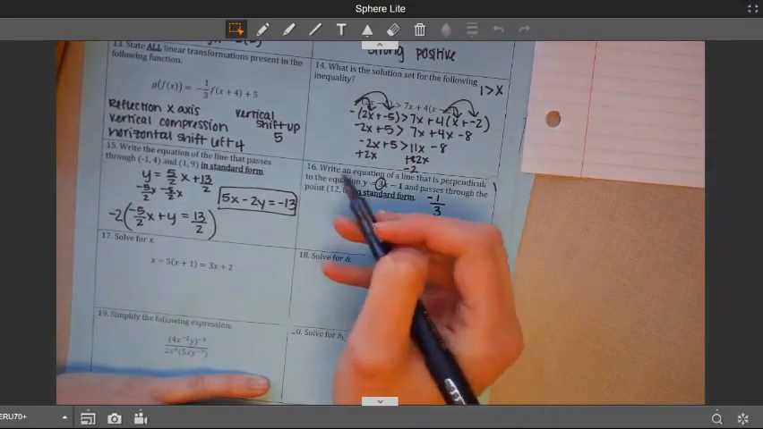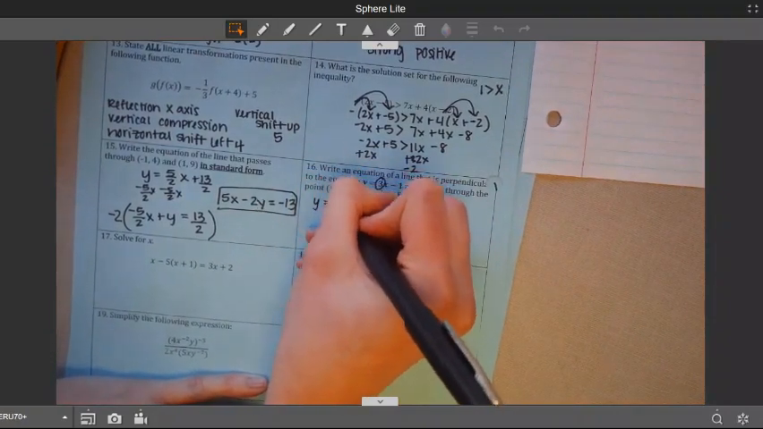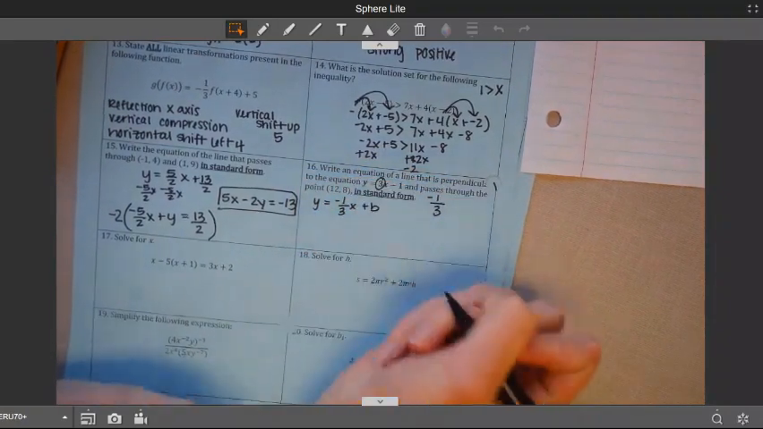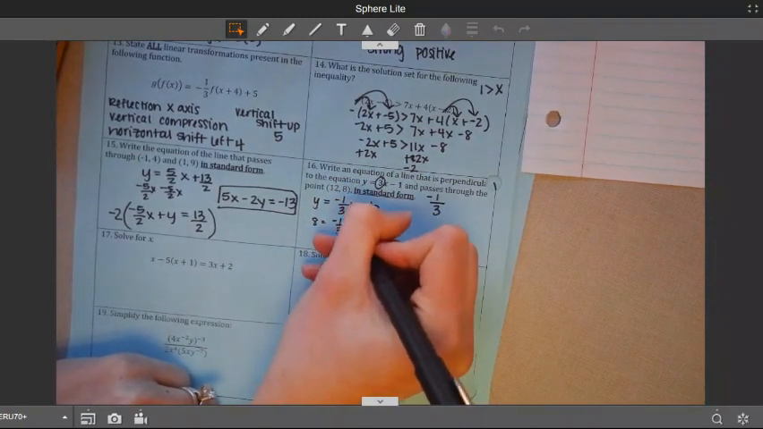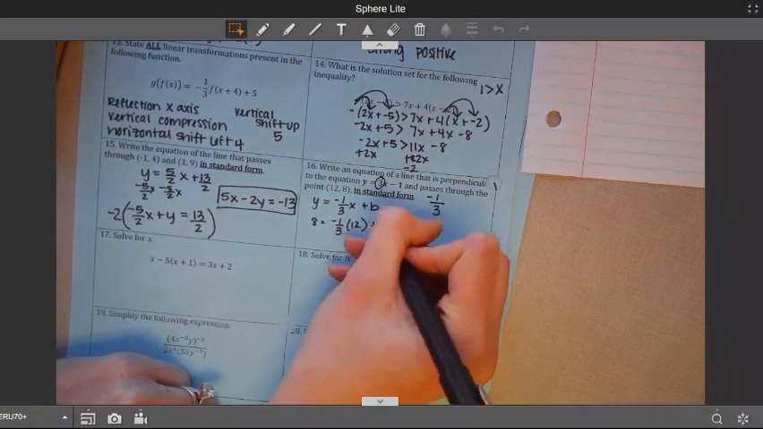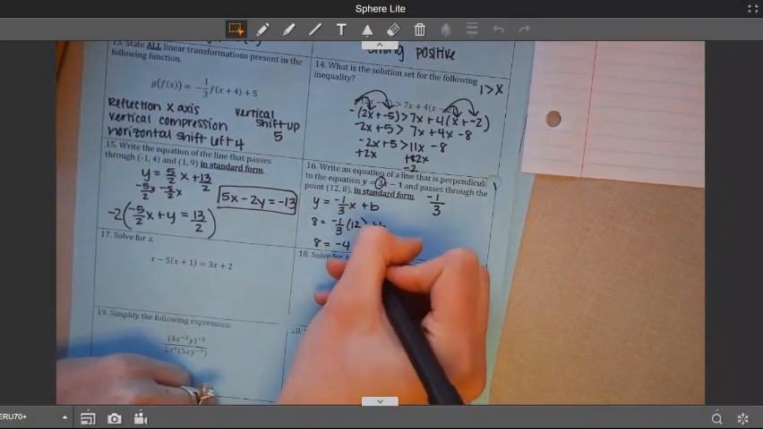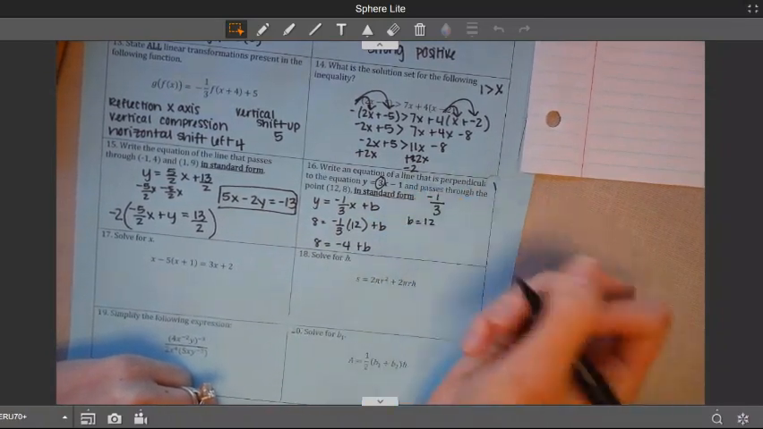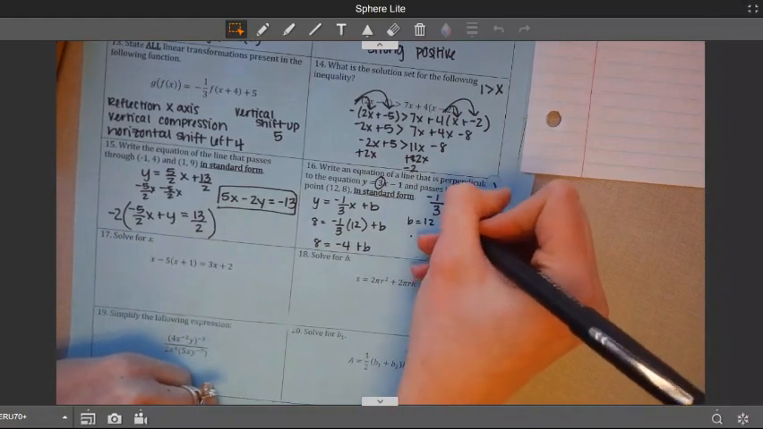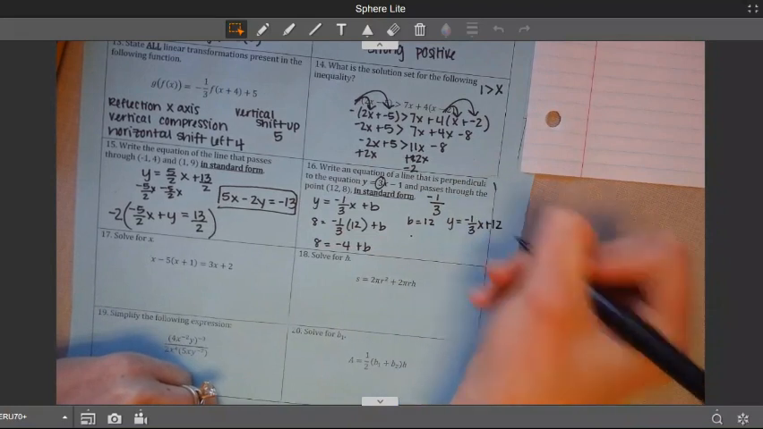I now have a slope, I have a point, I can solve for my y-intercept. So I'm going to plug into my original formula. I'm going to say 8 is equal to negative 1/3 times 12 plus b. Negative 1/3 times 12 is negative 4 plus b. Add 4 to both sides. b is equal to 12. So now my equation is y equals negative 1/3 x plus 12.